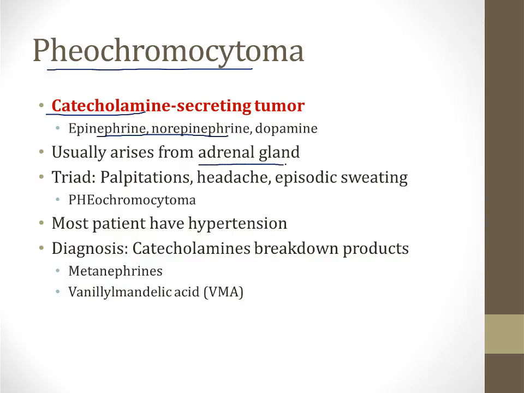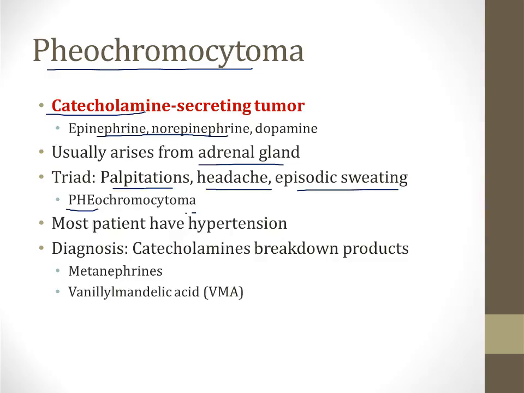The classic triad of symptoms, which is only present in a minority of patients, is palpitations, headache, and episodic sweating. The tumors tend to release catecholamines in a fluctuating manner, and this results in episodes where patients feel palpitations, develop a headache, and break out in a sweat from the catecholamines. Some people remember PHE in pheochromocytoma for palpitations, headache, and episodic sweating.